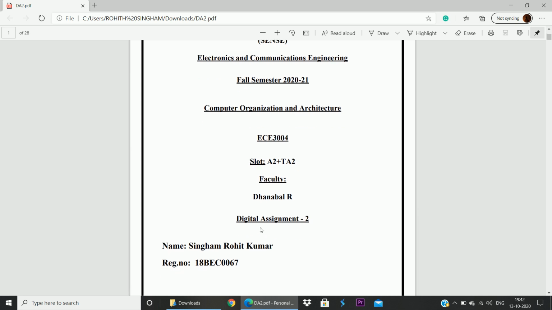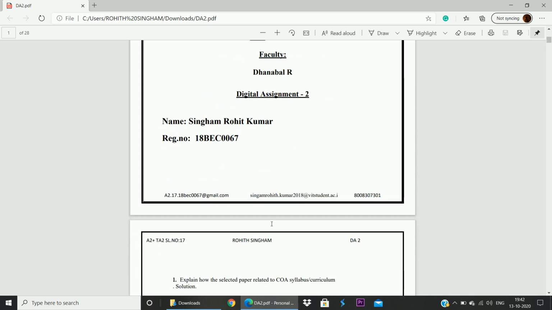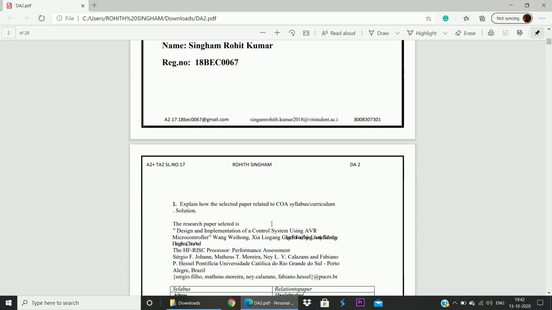This digital assignment which I'm going to explain is about a research paper. This is an analysis of a journal: design and implementation of a control system using an AVR microcontroller. This is what I have selected as my research paper.